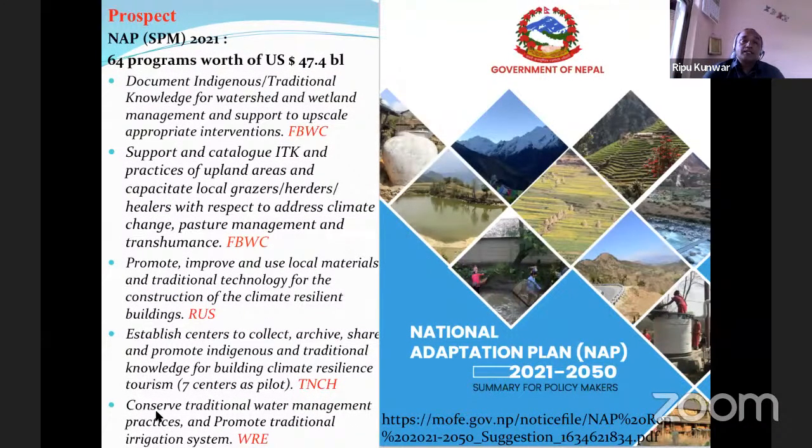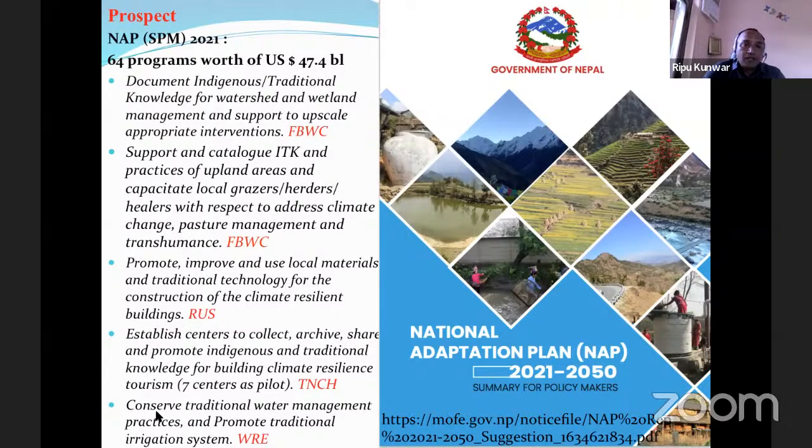This is the National Adaptation Plan, recently put online by the government Ministry of Forest. This is the summary for policymakers, and it has come up with 64 programs for climate change adaptation for the country. Within the 64 programs, I have cataloged 5-6 programs which are directly or indirectly related to the documentation or conservation of traditional knowledge, and the promotion of ethnobotany or medicinal practices.